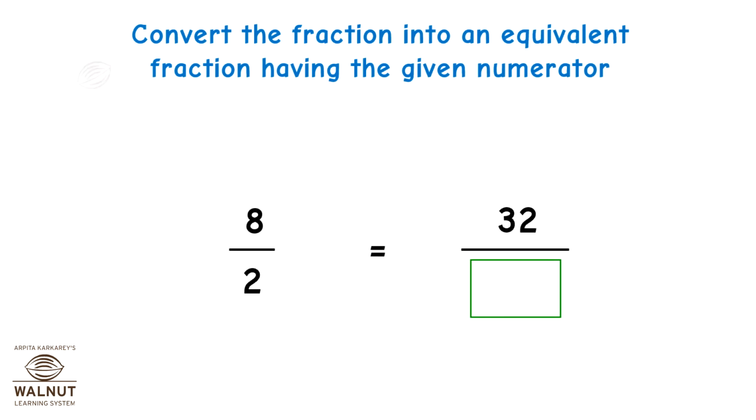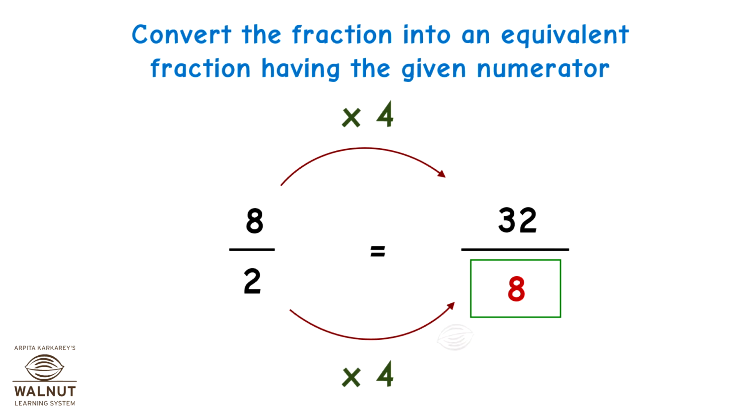Convert the fraction into an equivalent fraction having the given numerator. Let's see. The fraction we have is 8 upon 2 and we have to make an equivalent fraction with numerator 32. Now 8 into 4 is equal to 32. Whatever you do to the numerator, you have to do to the denominator. Hence we multiply the denominator by 4 and hence we get 8. Hence the equivalent fraction is 32 upon 8.